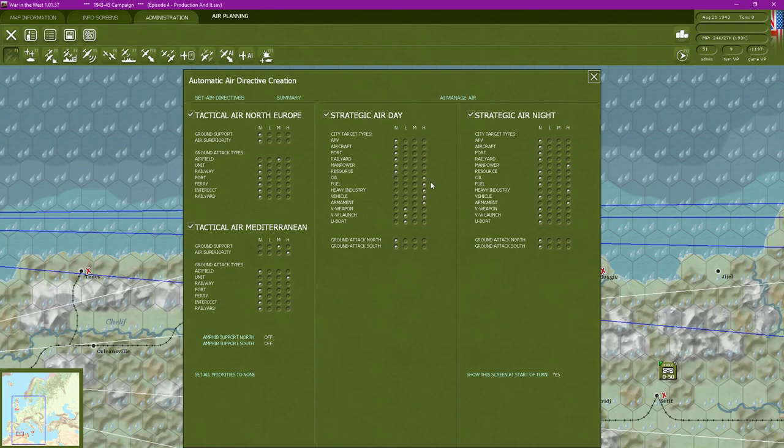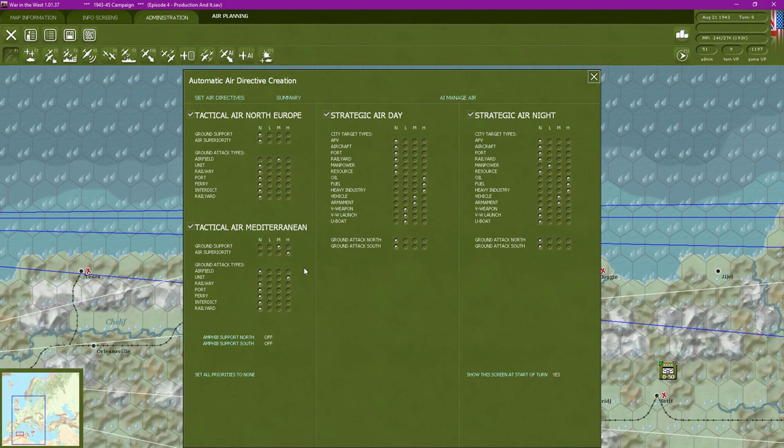So we're also going to put the oil and fuel up there. We'll put the vehicles and armaments lower on the priority. Okay, oil and fuel. We'll put manpower down to low and resources down to non-existent. And we'll go with that.